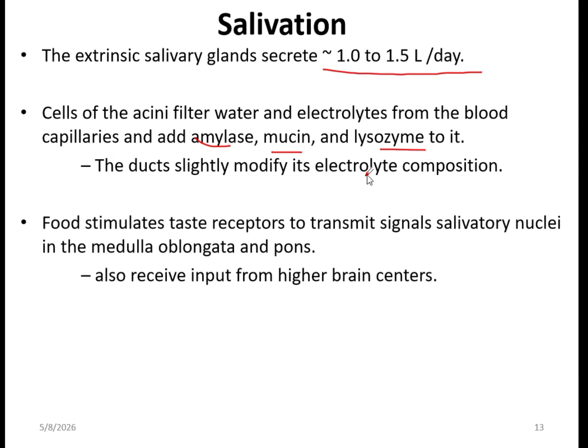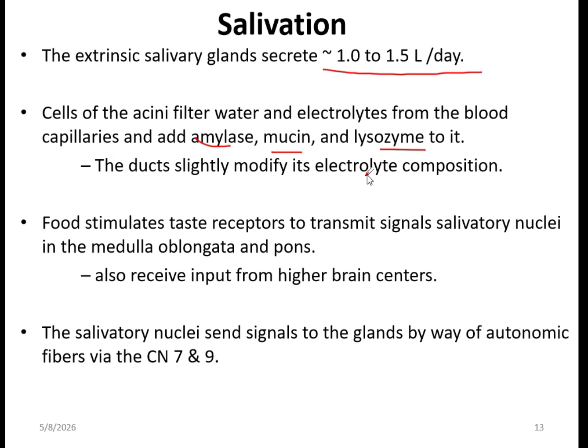Okay, so food stimulates the taste receptors. Yes or no? Food stimulates the taste receptors to transmit signals to the salivatory nuclei in the medulla oblongata and pons. They also receive input from the higher brain centers, right? So the salivatory nuclei send the signal to the gland. Here you can mark down the medulla oblongata, the MO, and the pons.